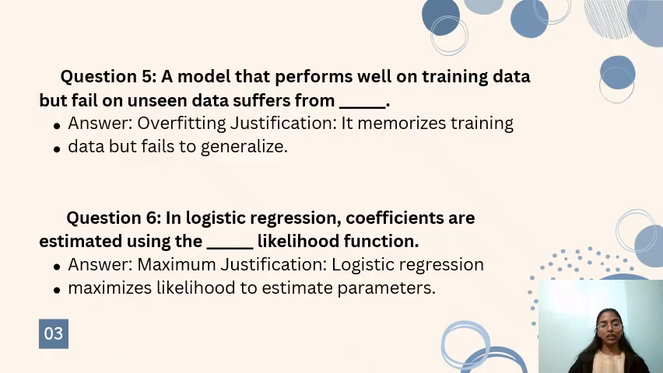In logistic regression, coefficients are estimated using the dash likelihood function. Its answer is maximum. Logistic regression finds parameters that maximize the likelihood of observed outcomes, because the model chooses parameters that make observed data most probable.